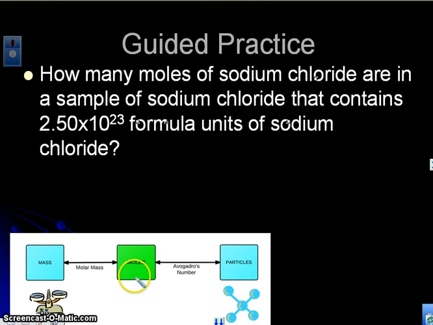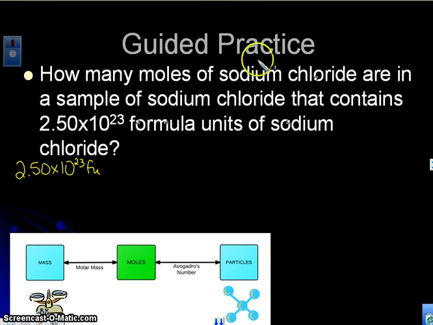In order to do that, we need to use Avogadro's number from our reference table. Avogadro's number from our reference table is 6.022 times 10 to the 23rd particles per mole, which is the same as 6.022 times 10 to the 23rd formula units per mole. Our formula unit is our particle in this problem. So we're going to start with 2.50 times 10 to the 23rd formula units of sodium chloride.